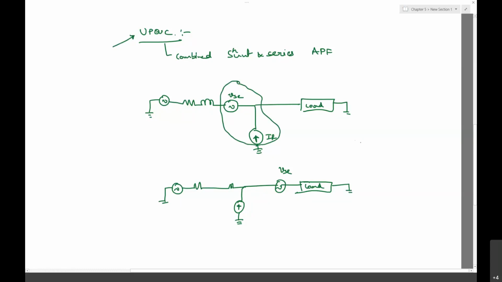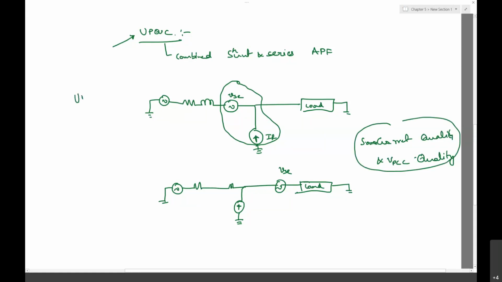It is used to mitigate or improve simultaneously the source current quality improvement, as well as the terminal voltage or the PCC voltage quality improvement also. These are all operated simultaneously. Because of that, they have given the name UPQC. You have heard of the fast controller UPFC.